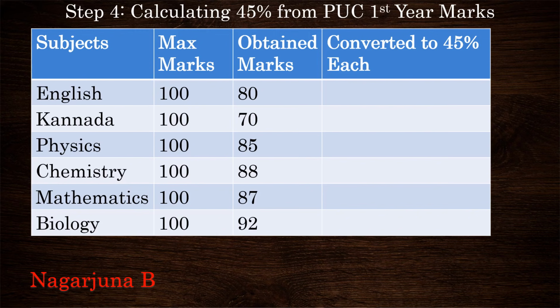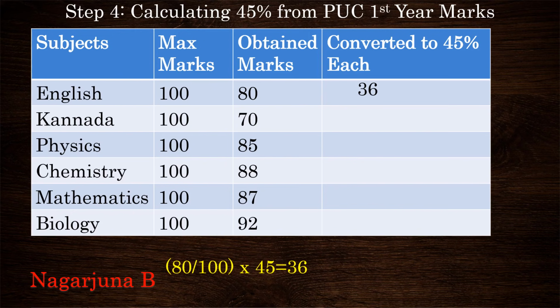Now, if for English you have scored 80, it has to be converted to 45%. So this can be converted by writing, open the bracket, 80 divided by 100, close the bracket, into 45 is equal to 36. So that means for English it will be 36 marks. It is out of 45.